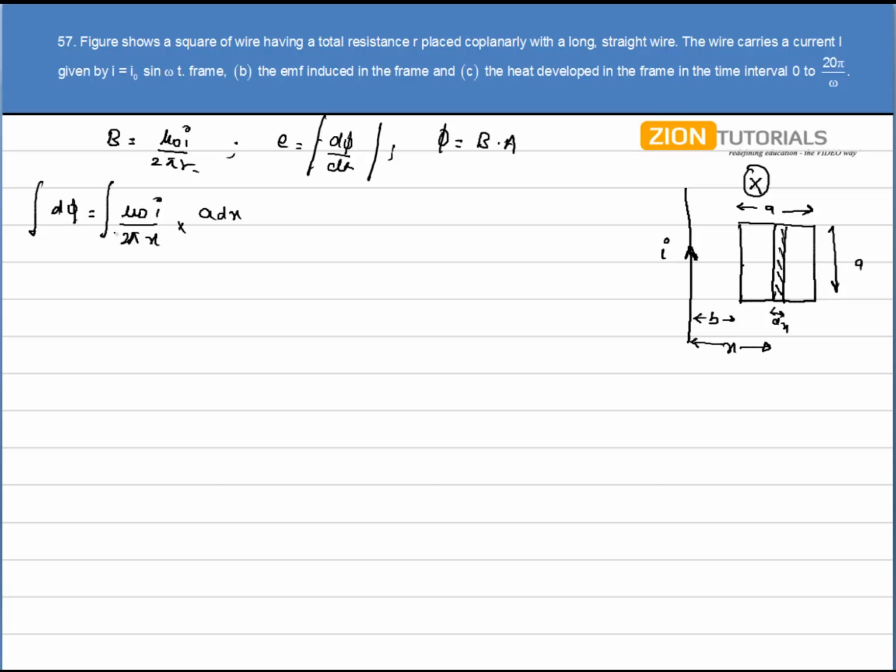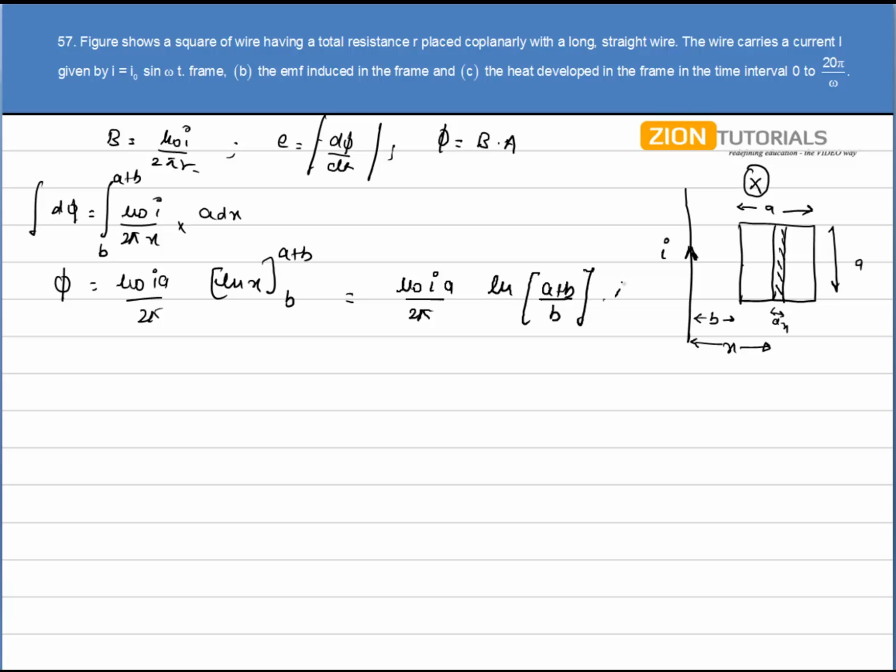Integrating both of them, the value of x varies from B to A plus B. So we have mu naught I A by 2 pi, natural log of x, with limits from B to A plus B. On solving this, I get the total flux: mu naught I A by 2 pi natural log of (A plus B) by B. Fine, now here is my flux.